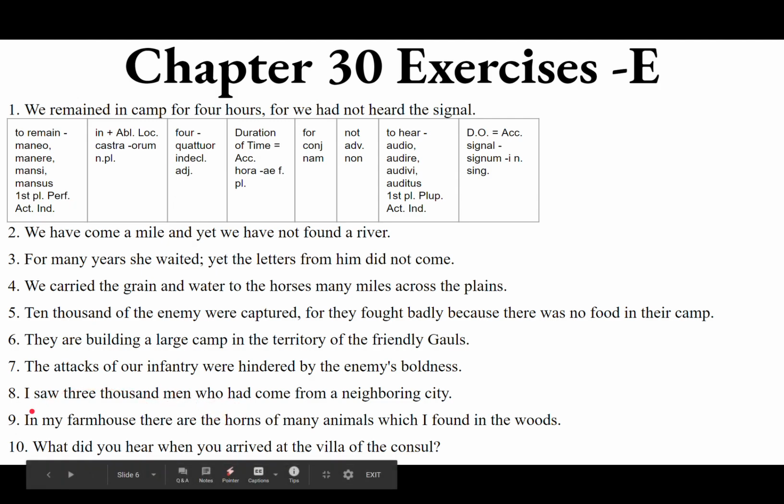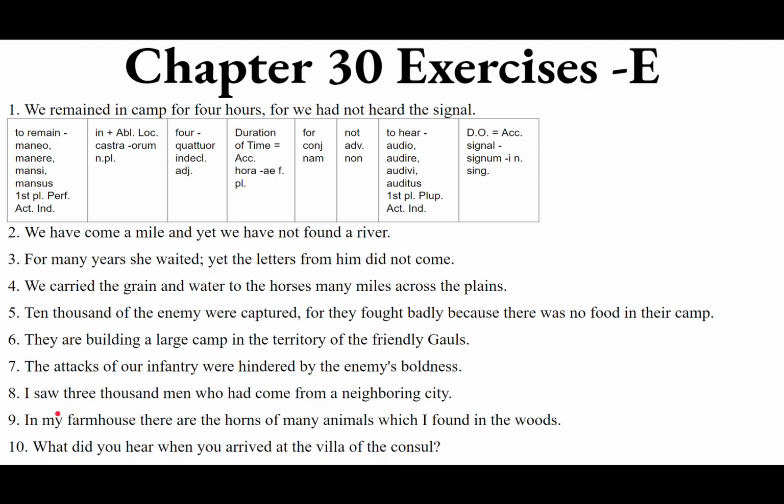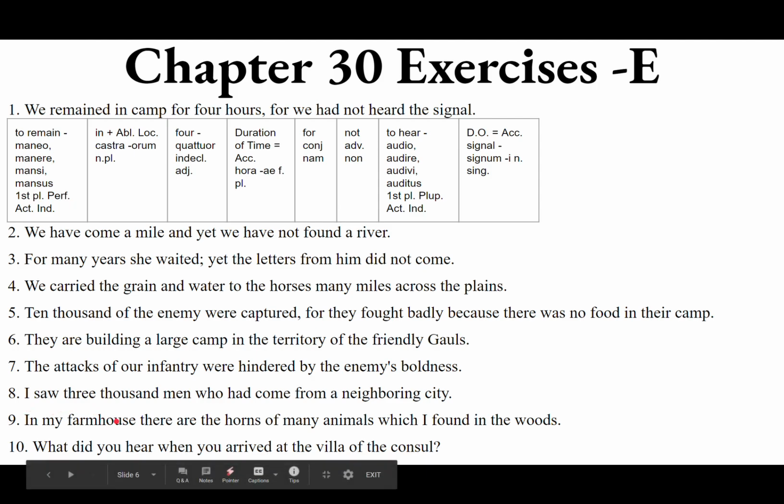In, plus the ablative of location, shows where things are. In my farmhouse, my is an adjective modifying the noun farmhouse. Farmhouse is villa, first declension feminine. So we want the ablative singular feminine villa, macron over the final a, and my is meus, we want mea, another macron over the final a. In mea villa, in villa mea.